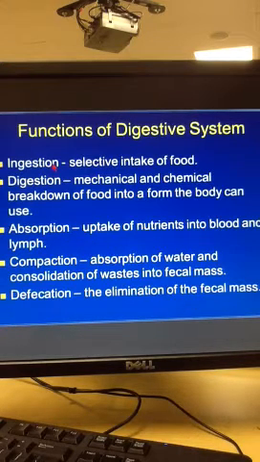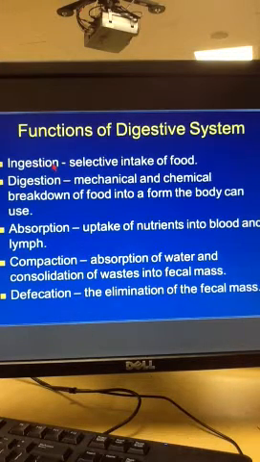the intestines. The four foodstuffs are carbohydrates, proteins, fats, and nucleic acids. And the purpose of the digestive system is to break those down into their simplest forms. Carbohydrates are broken down into monosaccharides, proteins are broken down into amino acids, fats are broken down into fatty acids, and nucleic acids are broken down into nucleotides for absorption.